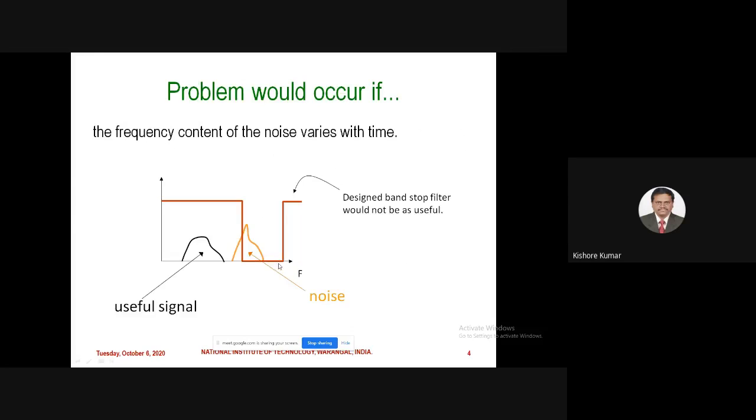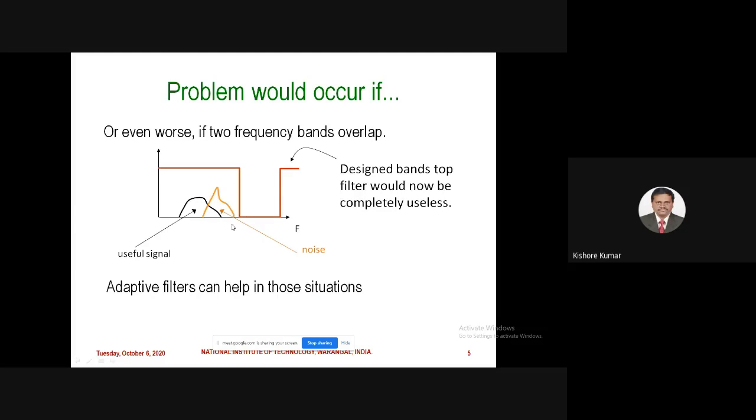Suppose the noise is occupying this useful signal, or the frequency content of the noise is varying with respect to time, then the problem comes. Even worse, the case is if two frequency bands overlap. If the two frequency bands overlap, then in such a case, adaptive filters can help in these situations.